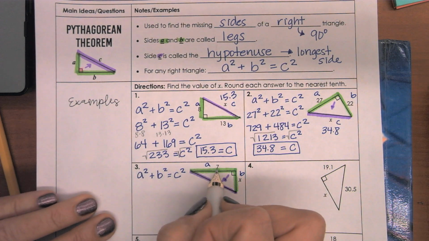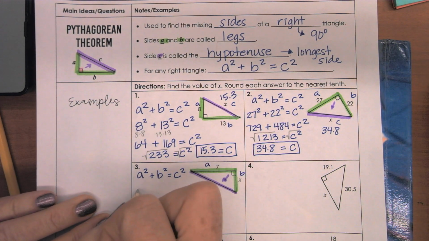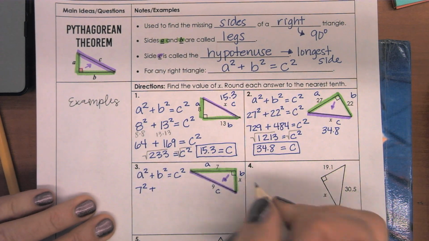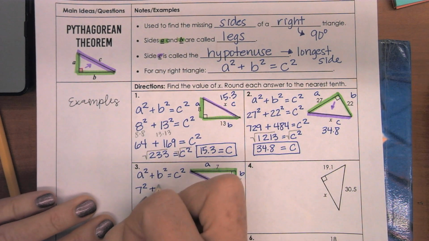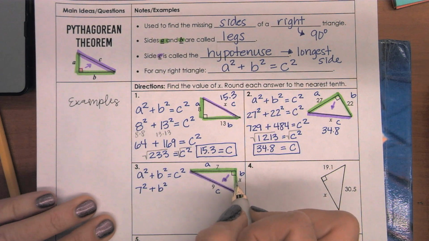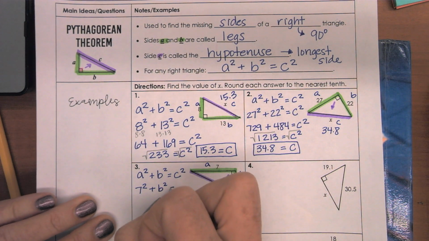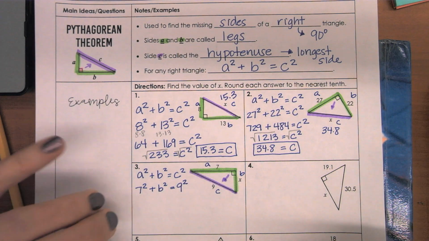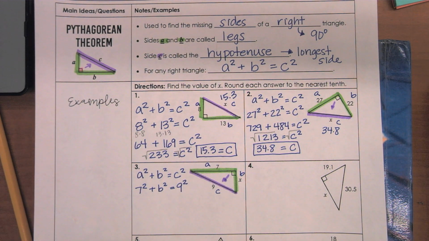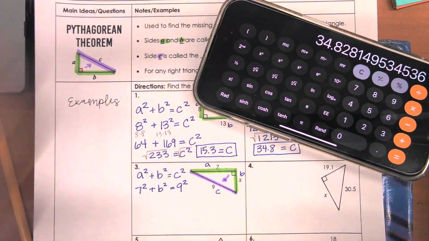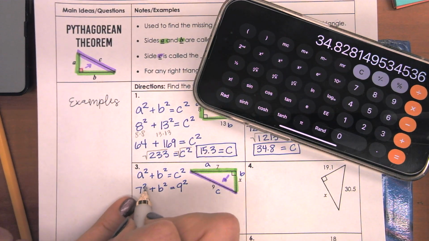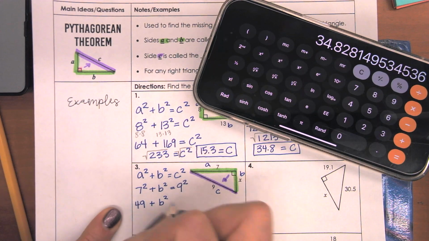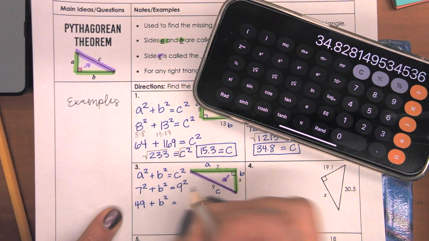Now my A squared is, my A is 7, so I'm going to put in 7 squared. Then when I go to add B, notice that B is an x. So I'm just going to leave it b squared because I don't know what it is, and that's what I'm looking for. And then my c is 9. So I'm going to put 9 squared. So now we're back to needing to solve. Let me leave that up there for a few minutes. 7 times 7 is 49. Plus, I don't know b squared, equals 9 times 9 is 81.